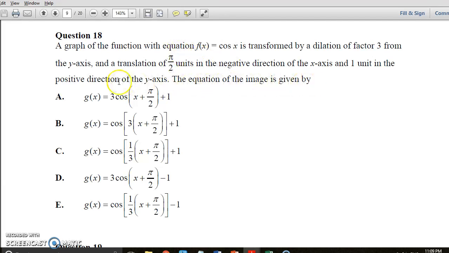Okay, alright, let's have a look. So positive direction of the y-axis, that's the first one I'm looking at. That's them going up by 1. They all go up. These two go down 1, so it's not going to be those two.